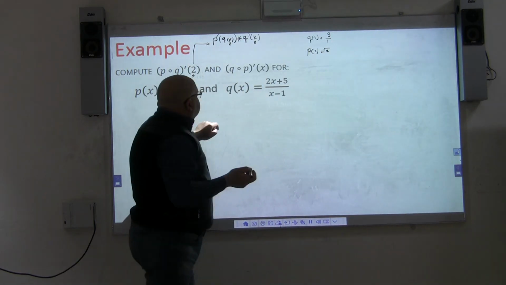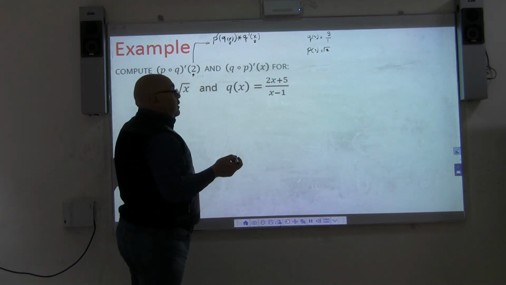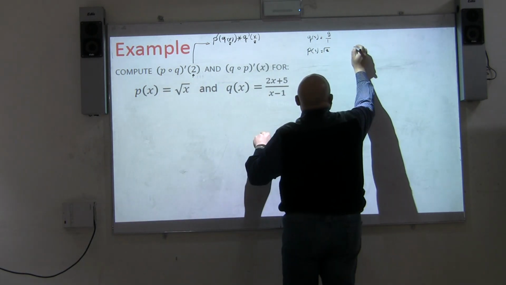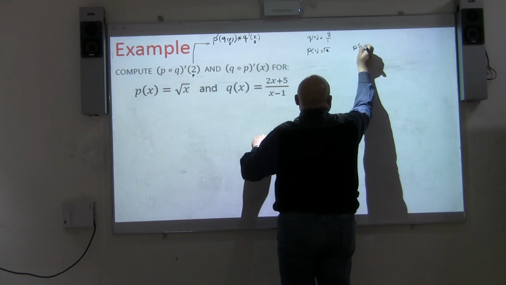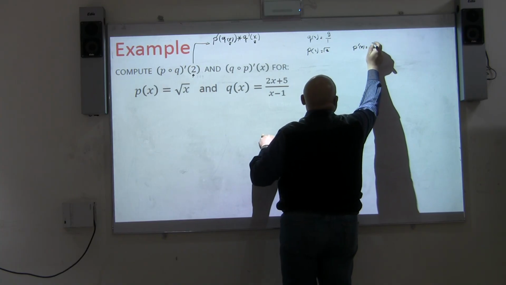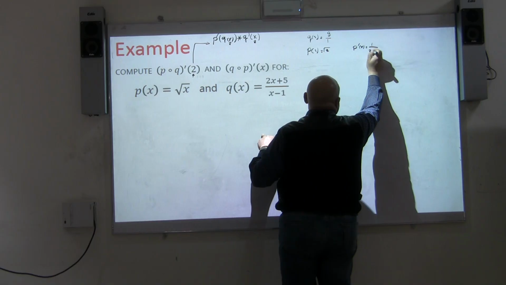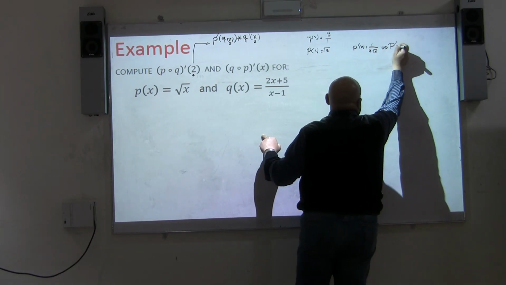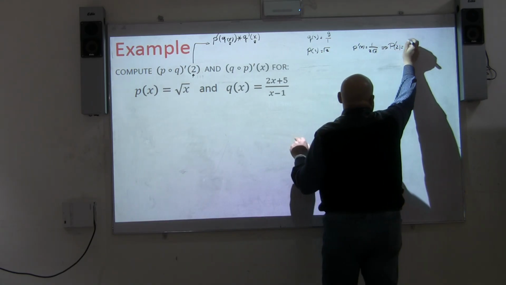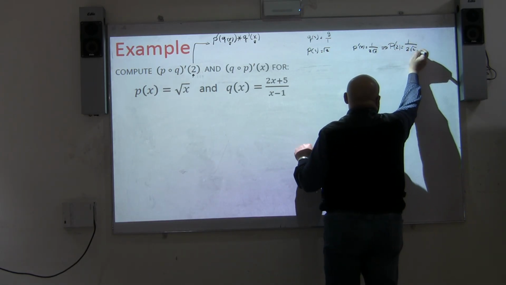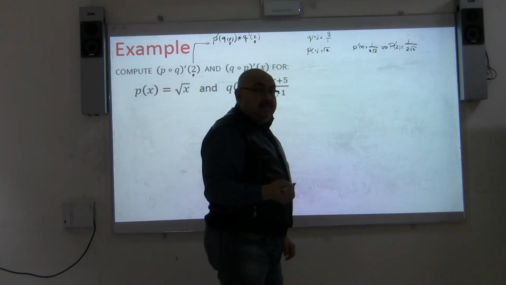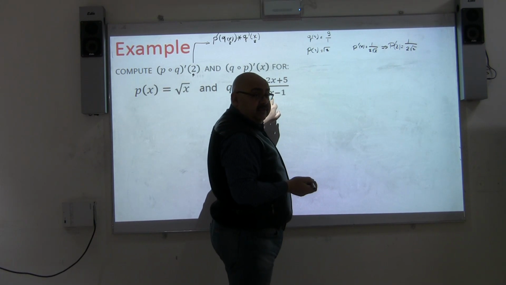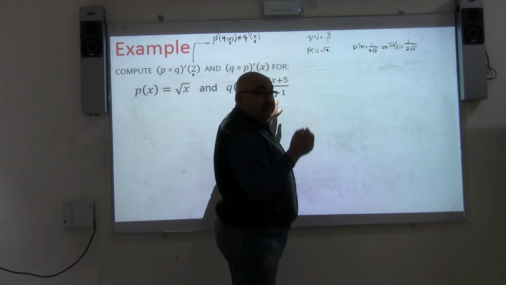Let's differentiate both q and b. If you differentiate b, b dash of x is 1 over 2 root x. So b dash at 2 is 1 over 2 root 2. Are you with me? In a similar manner, can you differentiate this function? It's very simple. It's u over v.